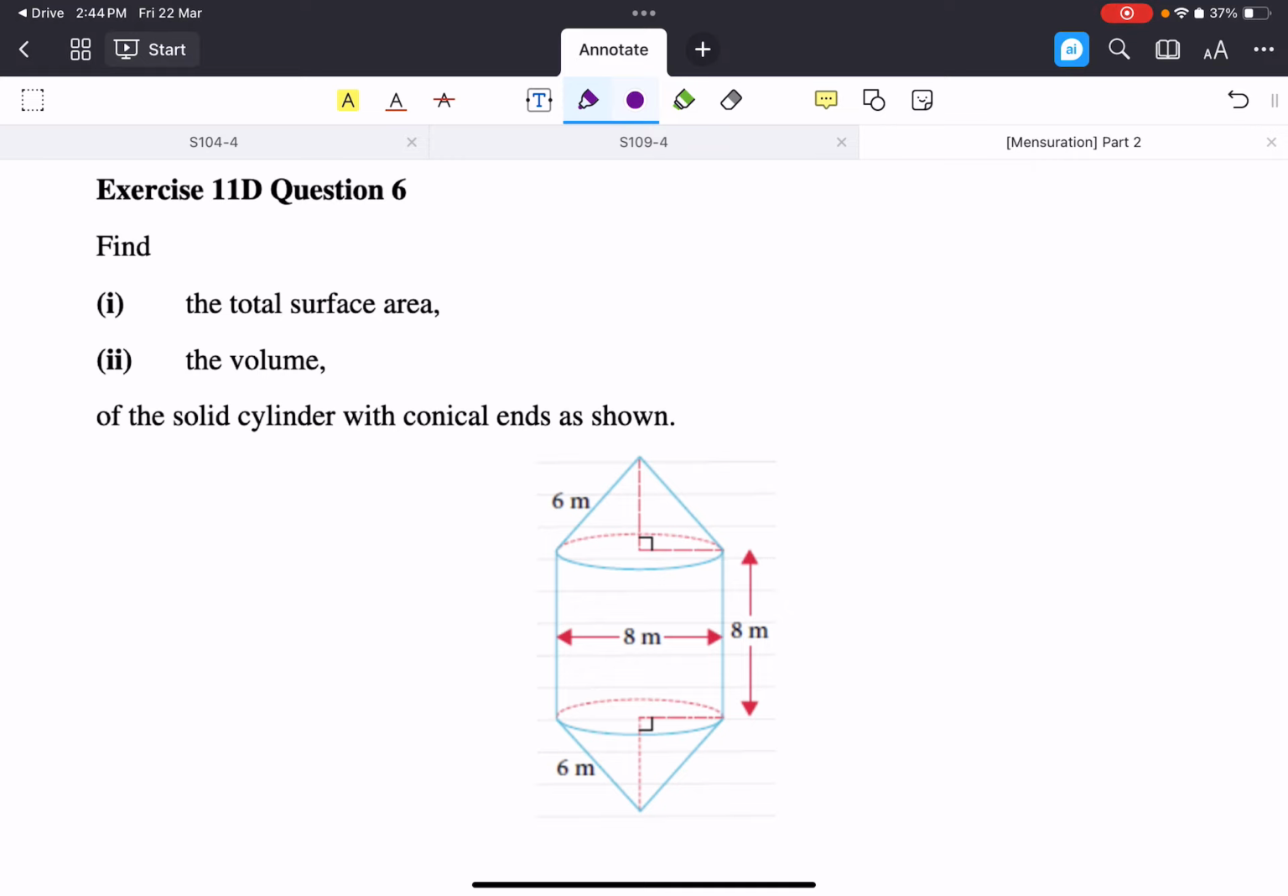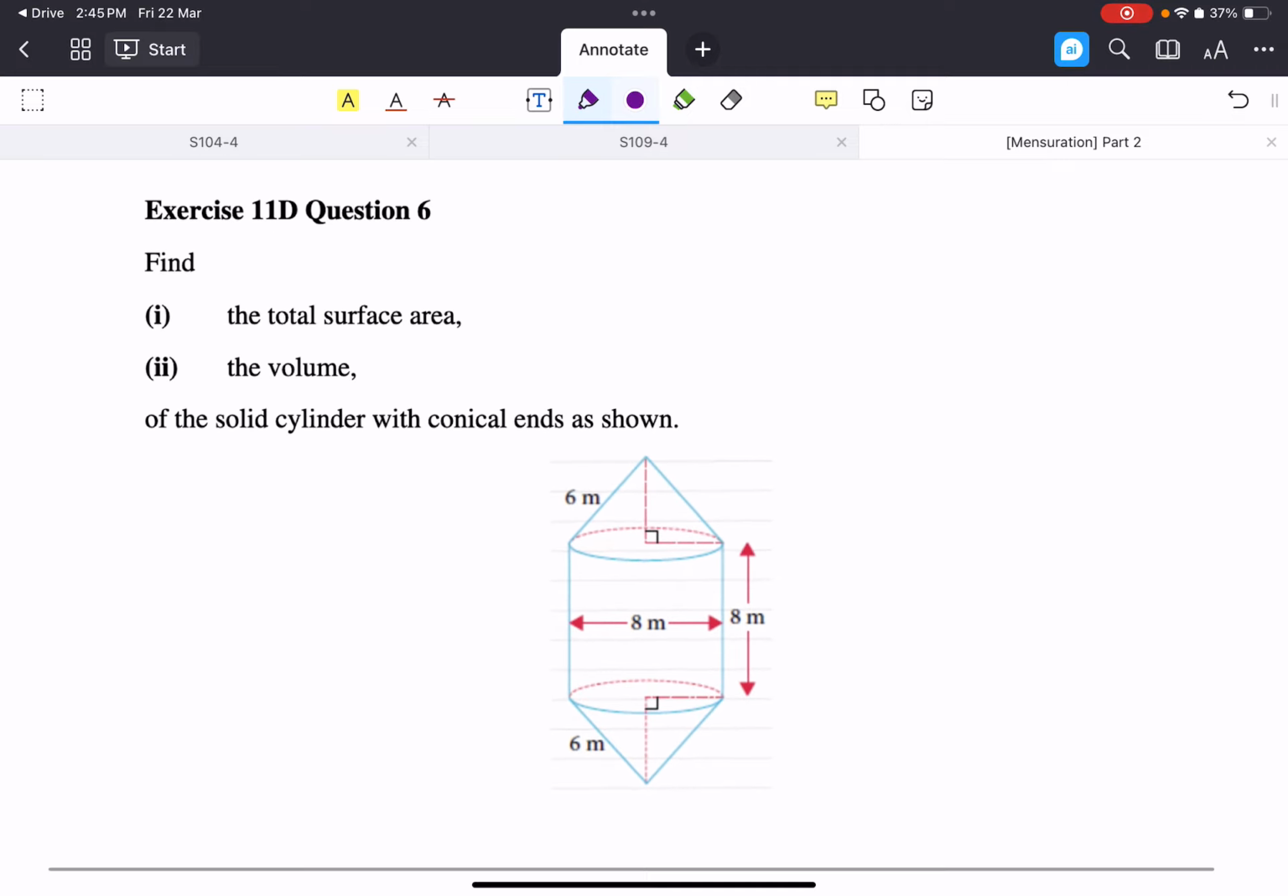So for the total surface area for the cone, we need the slanted height, right? So how do we get the slanted height? Now the slanted height is 6 meters. Do we know the radius? Yes, we know the radius. The radius is going to be 4. So I'm going to just label it now here, 4 meters, so that there's some clarity. So I got my radius, I got my slanted height. I can get my necessary information.